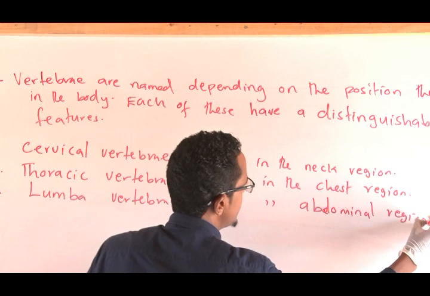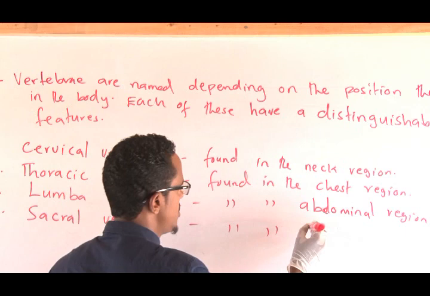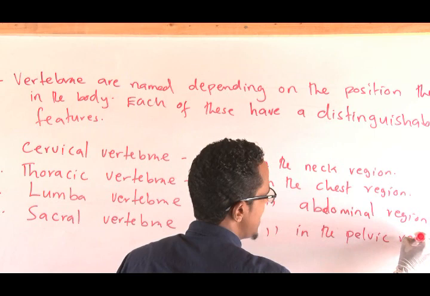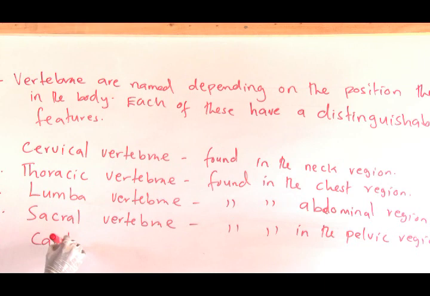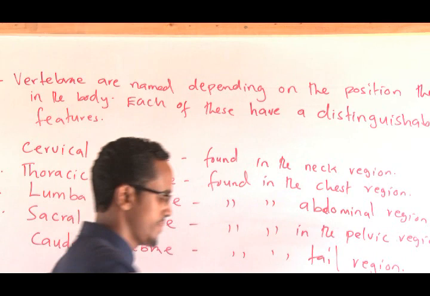Then I have sacral vertebrae. Sacral vertebrae are found in the pelvic region. And then lastly, we have caudal vertebrae. They are found in the tail region. This is what I'm talking about.